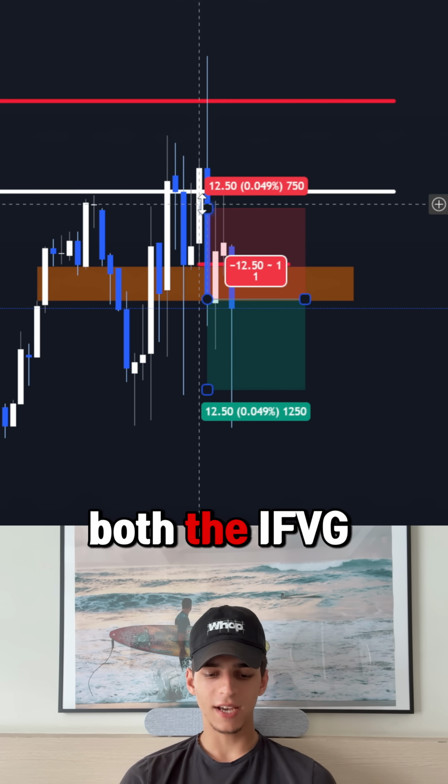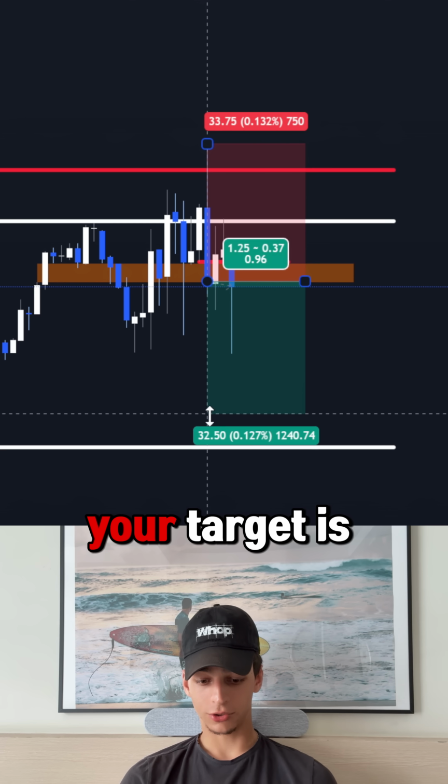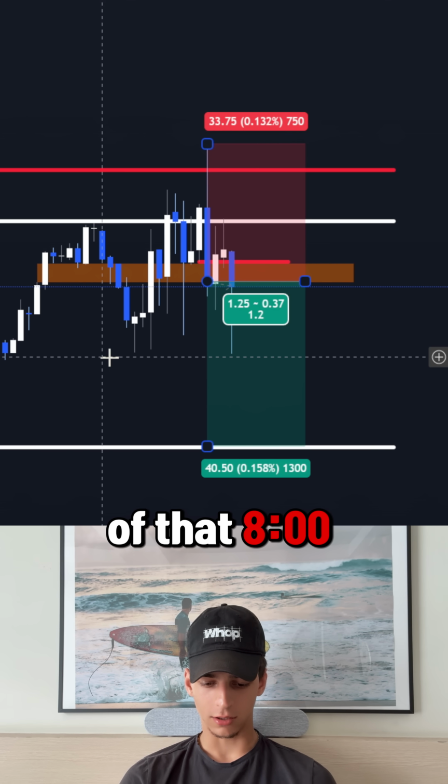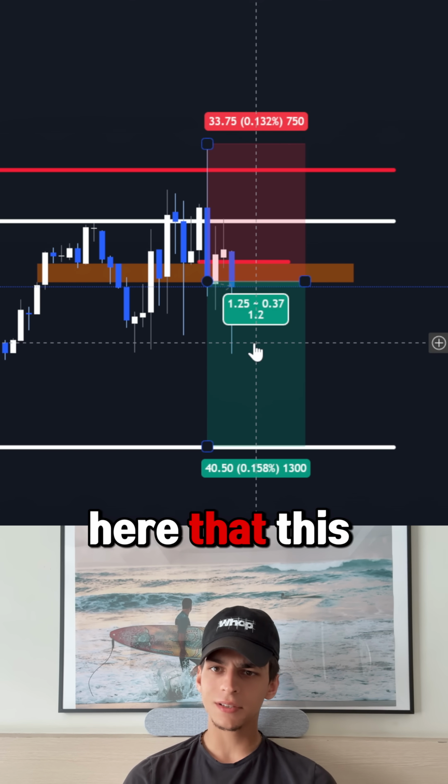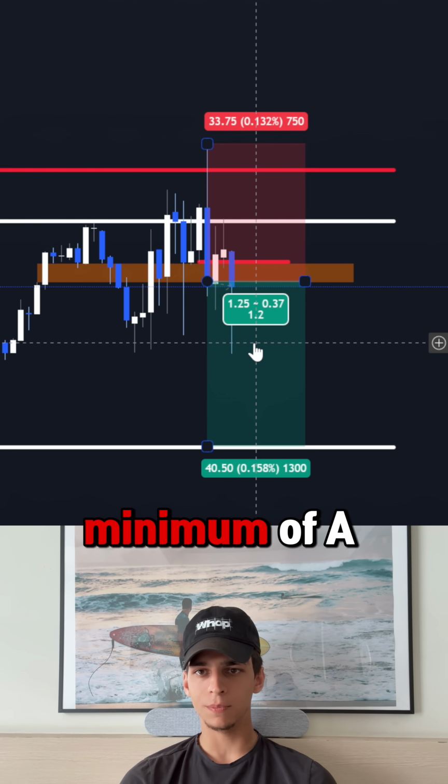Short as soon as both the IFVG and order block are validated, with a stop loss going to that swing high. Your target is the opposing end of that 8 o'clock range. But wait, you can see here that this is only a 1.2R trade. So obviously we're not going to take it. We need a minimum of a 2R.